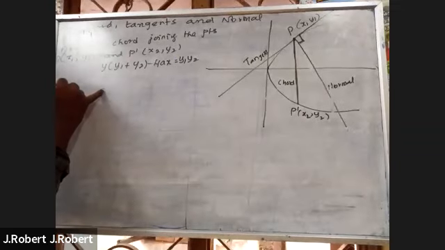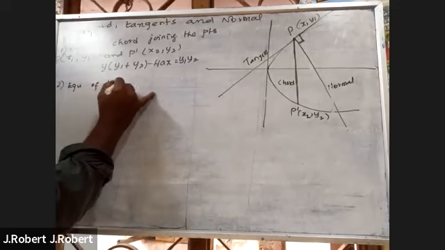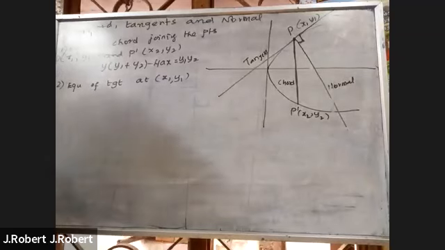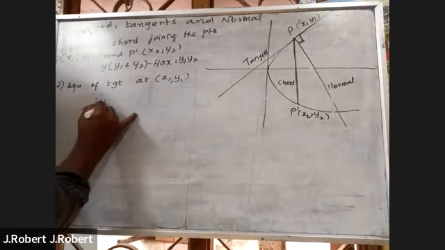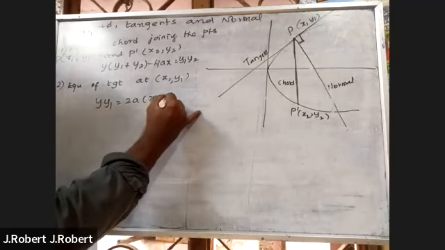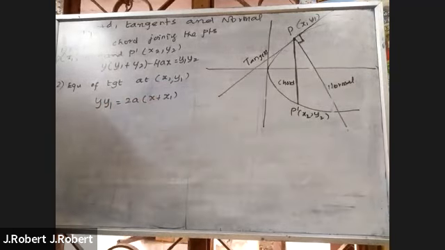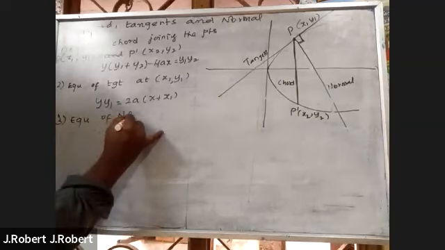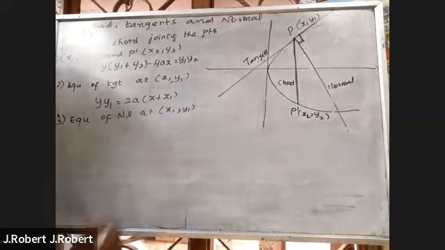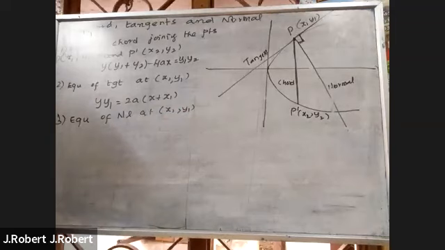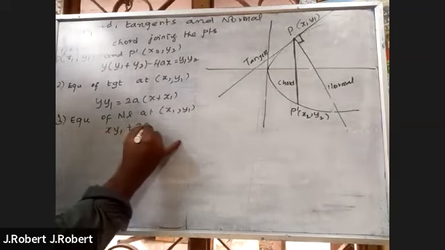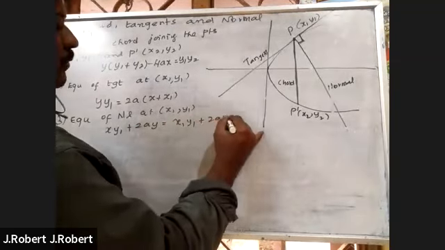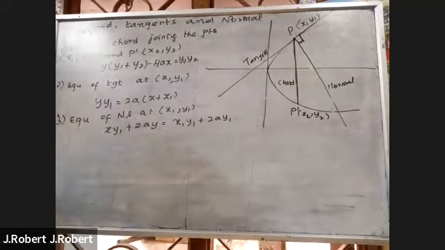Next, equation of tangent at x1 comma y1. A very useful result: y y1 is equal to 2a into x plus x1. Next, equation of normal at x1 comma y1 is x y1 plus 2a y is equal to x1 y1 plus 2a y1.